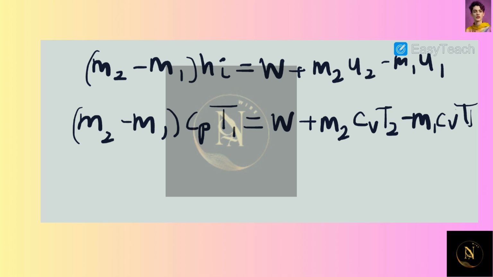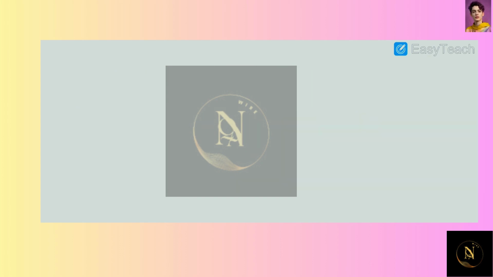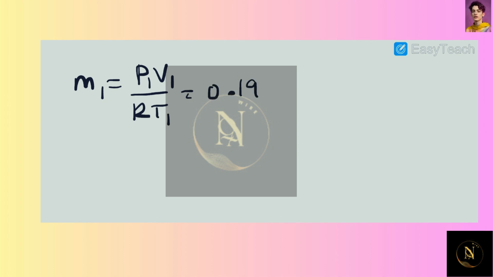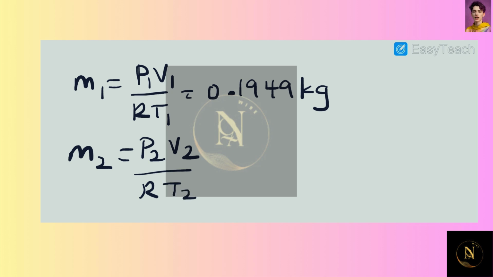Now what we can do is solve for the initial and final masses in our tank. We can use the ideal gas law to say that M1 is equal to P1V1 all over RT1, and this gives us an initial mass of 0.1949 kilograms. Using the ideal gas law again, we can find the final mass to say that M2 is equal to P2V2 over RT2, and this gives us a final mass equal to 459.9 all over T2. Recall that we are asked to solve for the final temperature, so we have our final mass in terms of the final temperature.